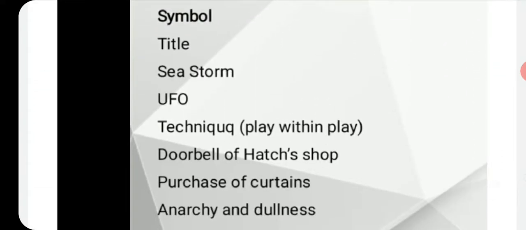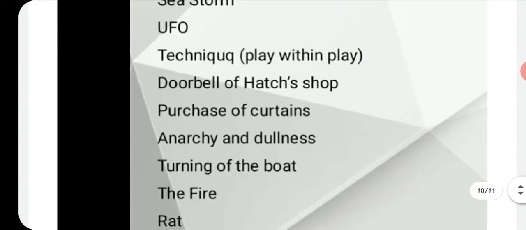If we talk about the symbols, there are a lot of symbols. The title, the sea, is itself a type of symbol. The sea storm represents destruction, and UFOs, the unidentified foreign objects, are also symbolically used. Then the technique of the play within the play, in which Mrs. Rafi is making a rehearsal for her next play that she has to perform for the payment of coast guards. The doorbell of Hatch's shop is also a symbol.